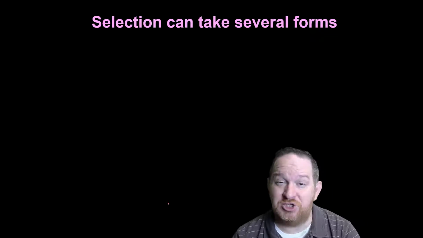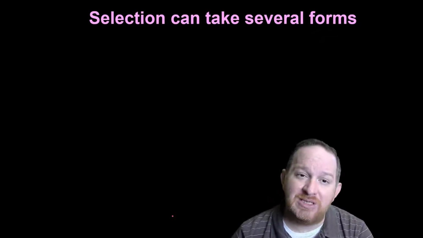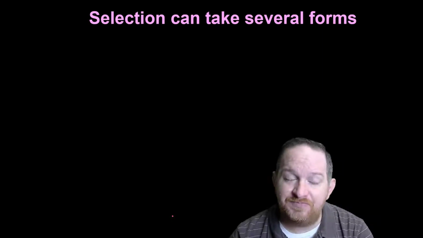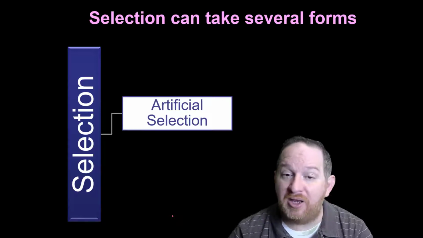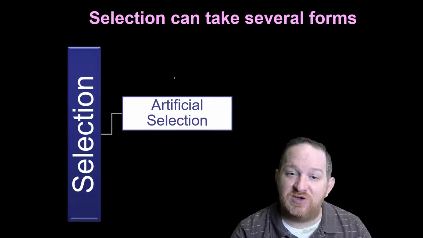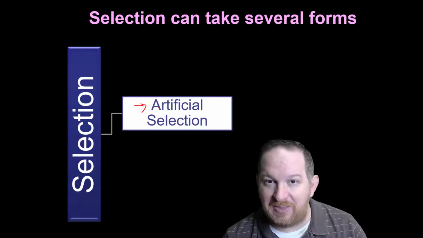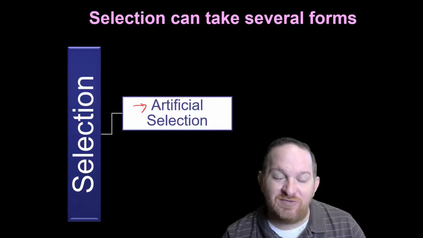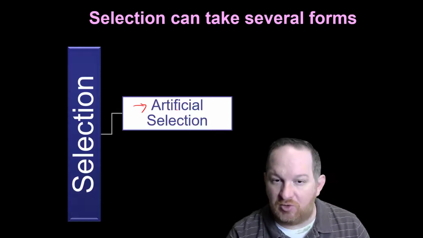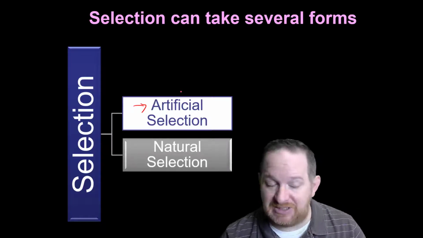So, selection, in other words natural selection, how nature selects things to evolve, can take several forms. One that we talk about is artificial selection. If you look at the word artificial, that sounds like it's not a real selection, right? It's artificial. That's actually when humans are involved. So we'll talk about artificial selection first. Later in the video, we'll move to natural selection.